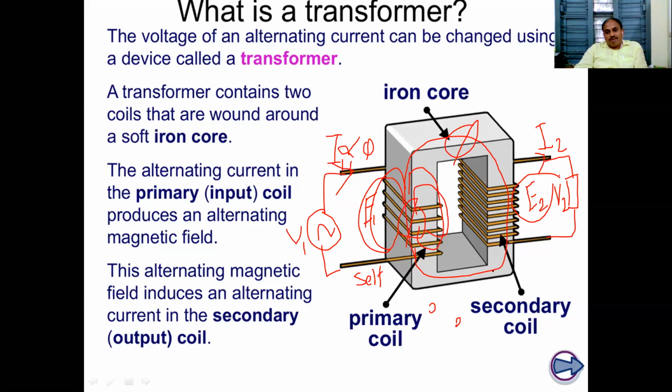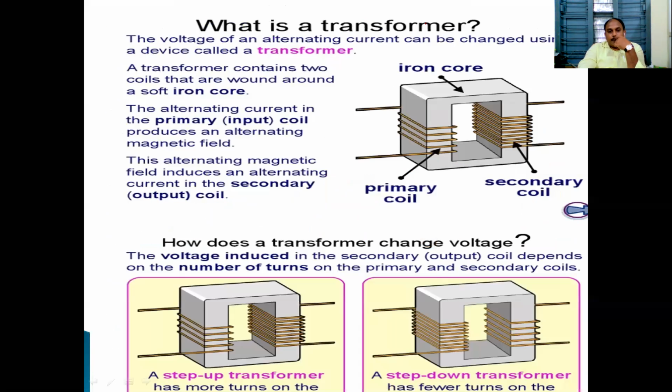So it operates only on AC. This magnetic field induces an alternating current in the secondary. This is the principle of Faraday's laws. So the transformer also operates on Faraday's laws of electromagnetic coupling.